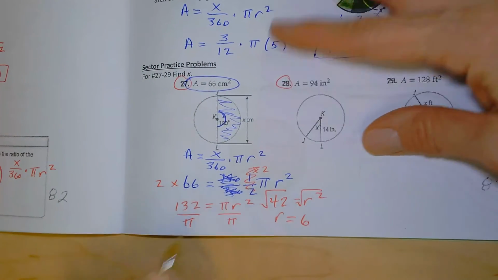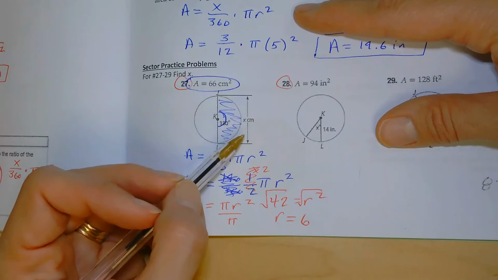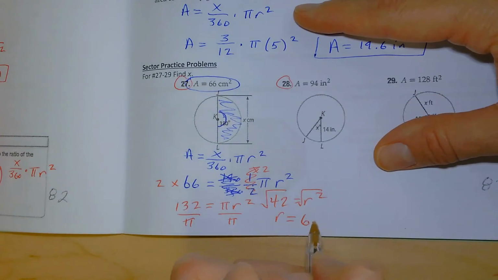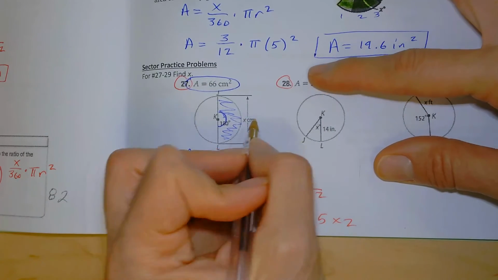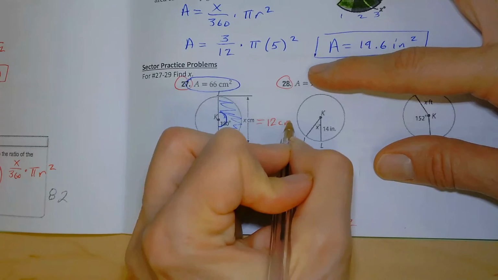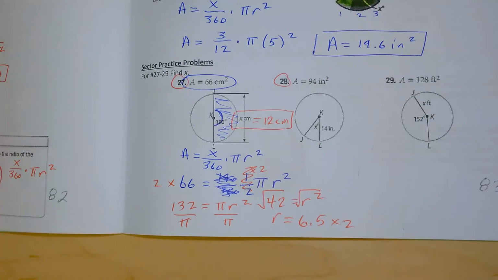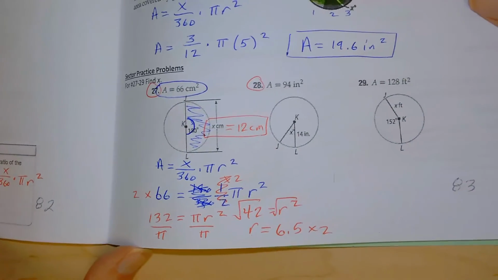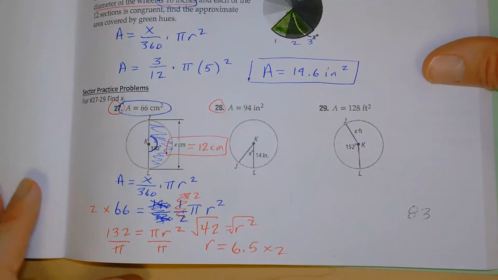Now, the reason why I did that is because look what you're trying to find. You actually want to find your diameter. So this is 6.5. So to get your diameter, we've got to times by 2. And so x is 12 centimeters. So that's a working backwards problem. Again, it's the same thing you did before, it's just with area. Okay, last example. Again, we're going to work backwards.